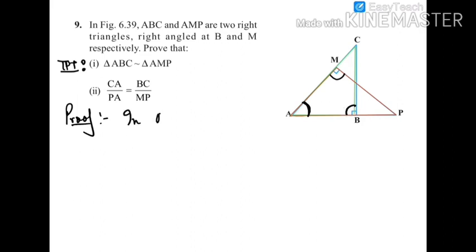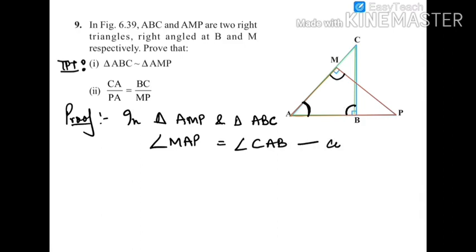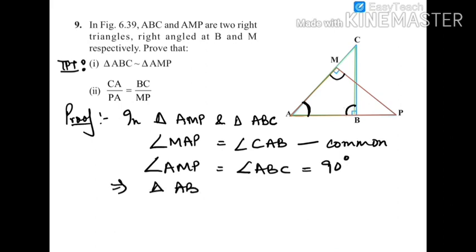So start the proof by mentioning the triangles. In triangle AMP and triangle ABC, angle MAP is equal to angle CAB, as these two angles are common. Angle AMP is equal to angle ABC, each is 90. So this implies triangle ABC is similar to triangle AMP by angle angle.